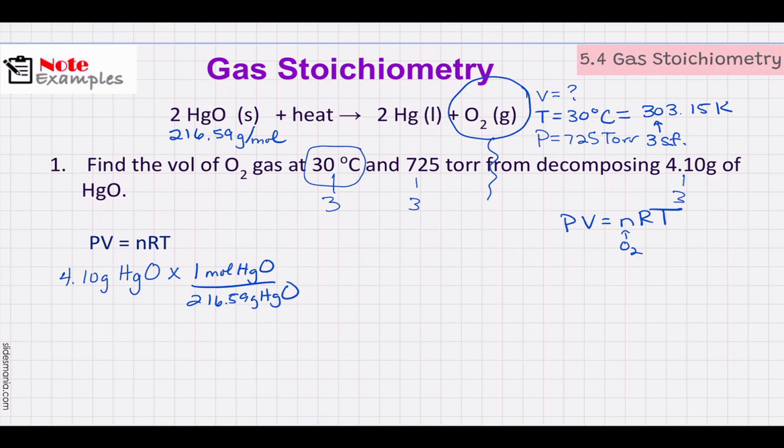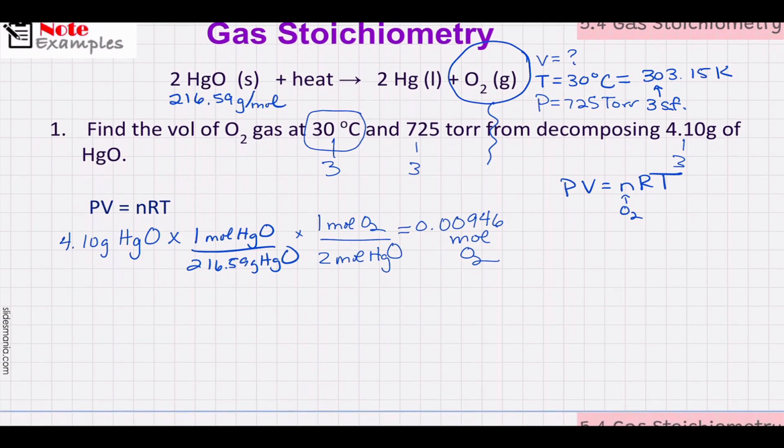And then I'm going to convert over using my mole ratio. So 1 mole of oxygen for every 2 moles of mercury(II) oxide. So when I do that, I'm going to get a number. Again, I'm going to hold it in my calculator. I'm rounding it on paper. So now I know my moles, and I have the other information about the oxygen.